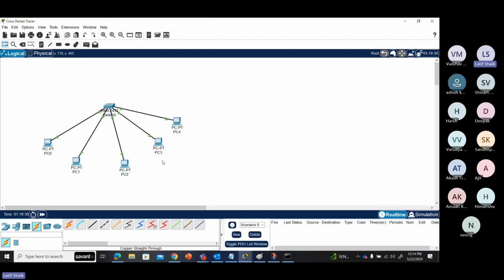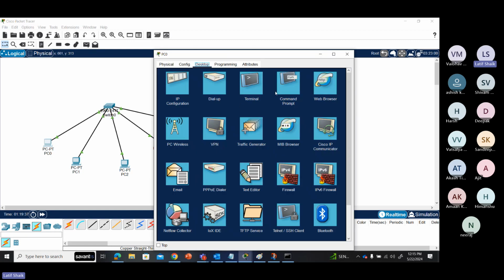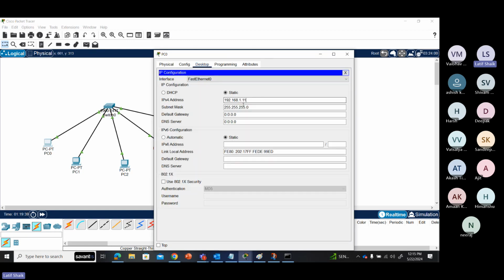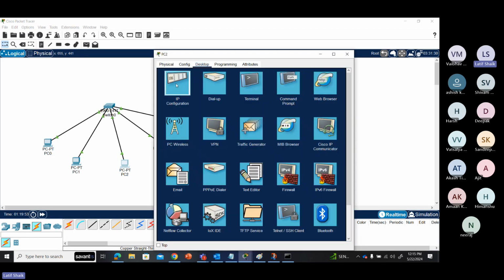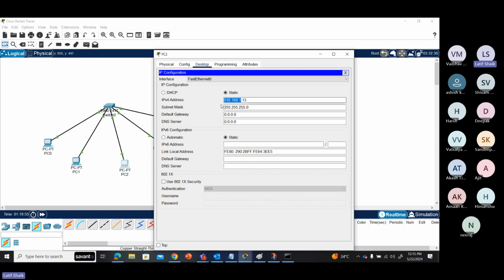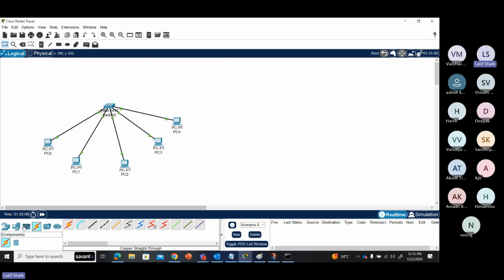If you see this small simulation, every device is configured with an IP address, for example 192.168.1.11, and it is a Class C IP address. So what is the network portion? The first three are the network portion. If you go to any PC, this part is common and the last is the host ID. I'm going to add one more host here.